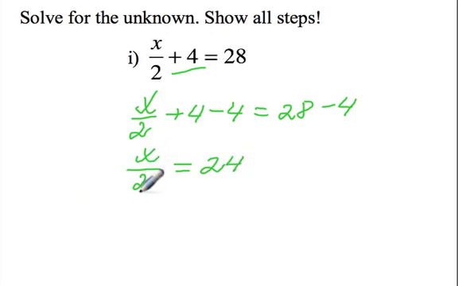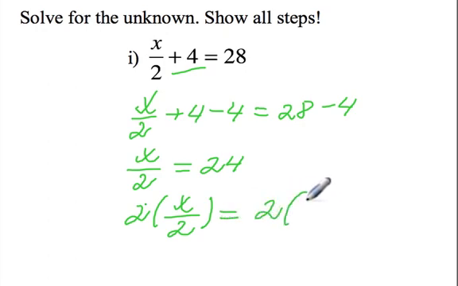Now we have x divided by 2, and the opposite operation of division is multiplication. So we will multiply x divided by 2. Since we did it on one side of the equation, we have to do it to the other side as well. 2 times x over 2 is x equals 48.